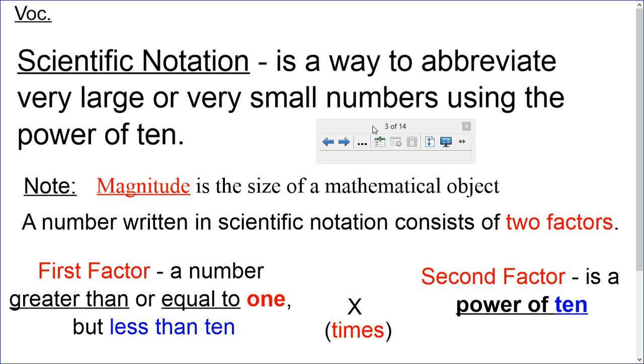A number written in scientific notation consists of two parts or two factors. The first factor is a number greater than or equal to 1, but less than 10. It's going to be multiplied by the second factor, which is a power of 10. So remember, the first factor is going to be greater than or equal to 1, but less than 10, and it's going to be multiplied by the second factor, which is a power of 10. So it's 10 to the something power.